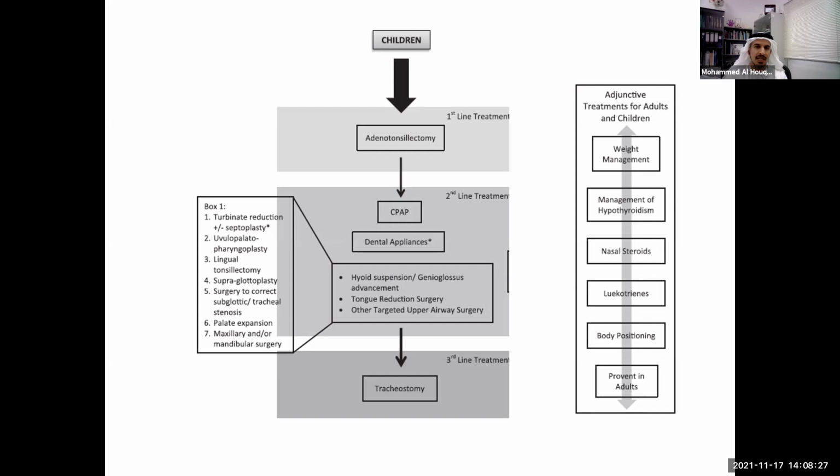Now, what if adenotonsillectomy failed? Then we should consider CPAP. We bring the patient back to the lab and do a CPAP titration study. There are other surgical managements that are optional, especially if CPAP failed, and we'll talk about it. The last treatment, which we try all the time to avoid, is tracheostomy. So this is the pathway of treatment of children with obstructive sleep apnea.